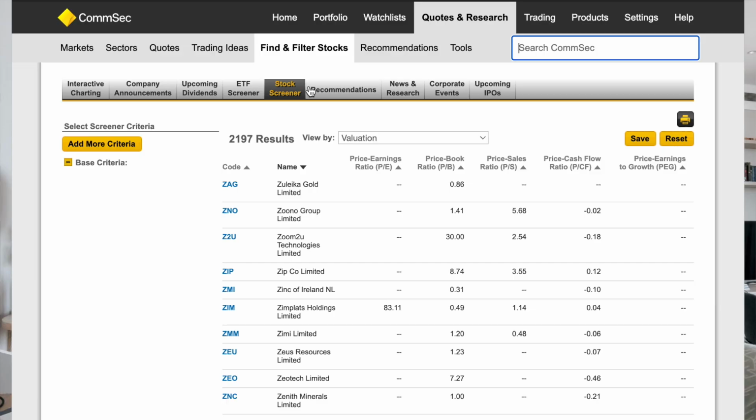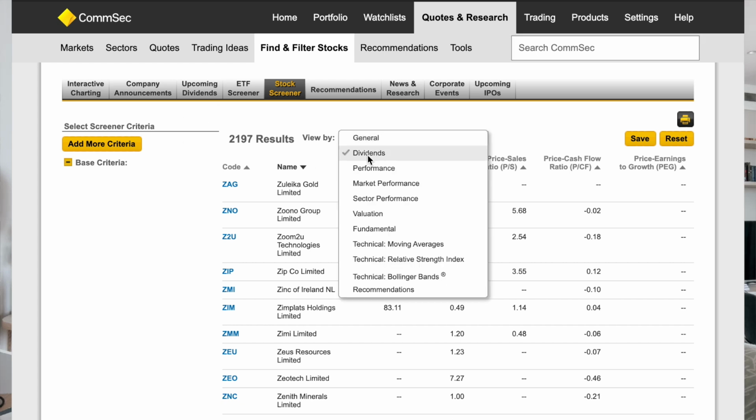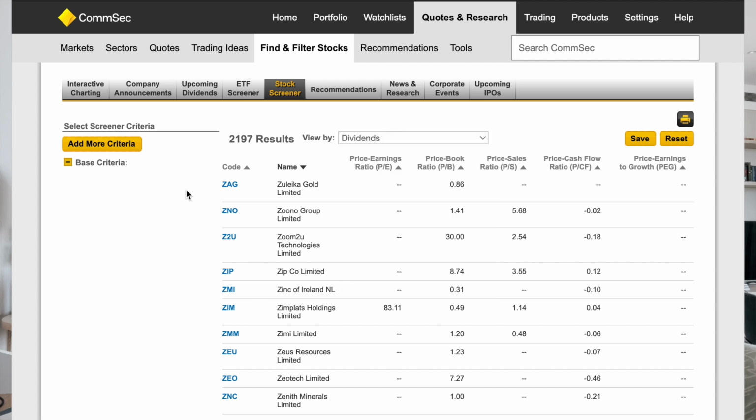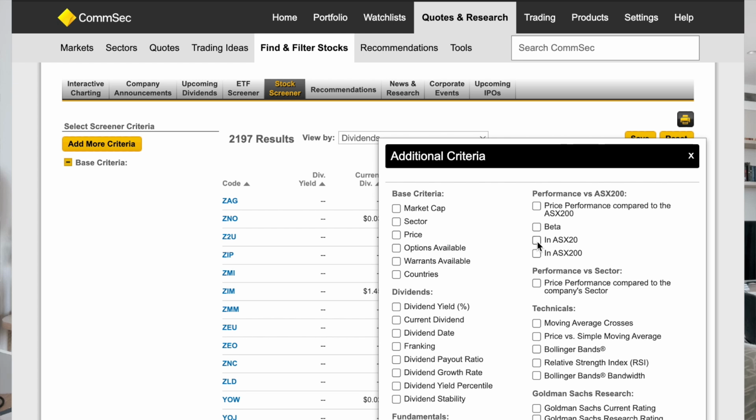I generally use the one that's built into CommSec though. It can be a little clunky sometimes, but that's the one I use the most. So if you have CommSec, this is where the screener is. It's under Quotes and Research, Find and Filter Stocks. And then you can just go and put whatever criteria you are. I usually use View by Dividends. Then I'll add the criteria that I want, which is the ASX 200 and the dividend yield.